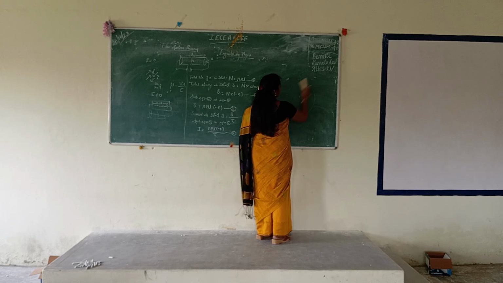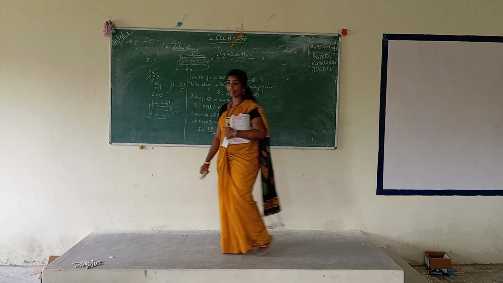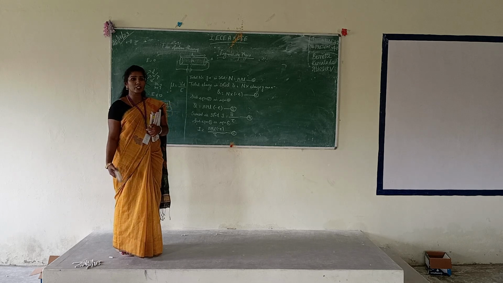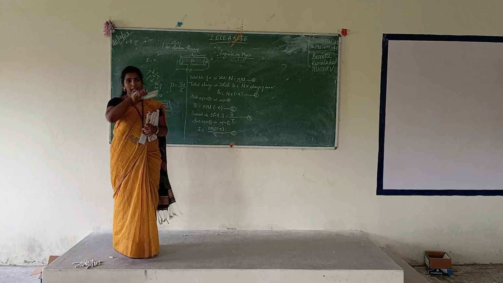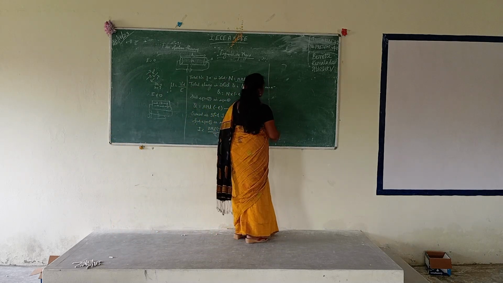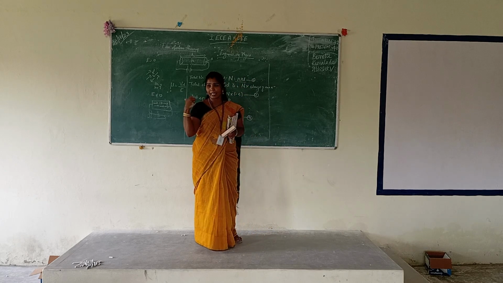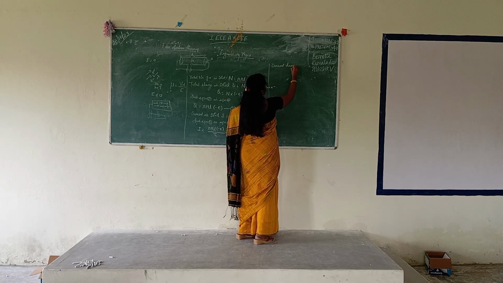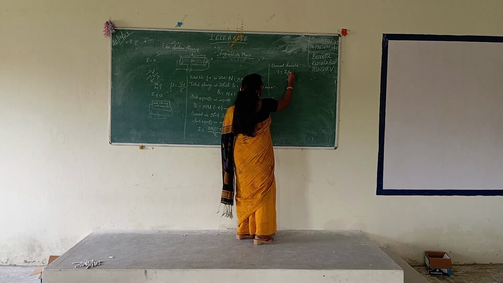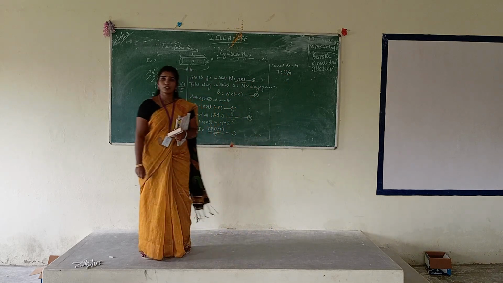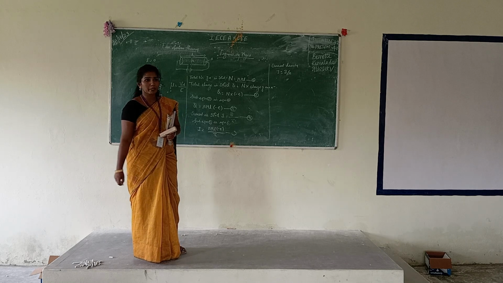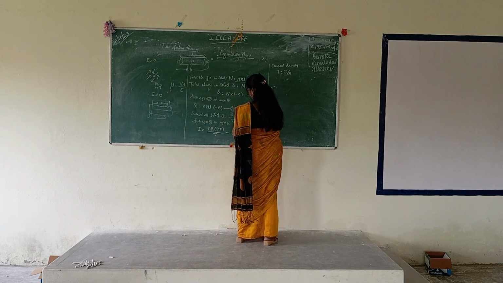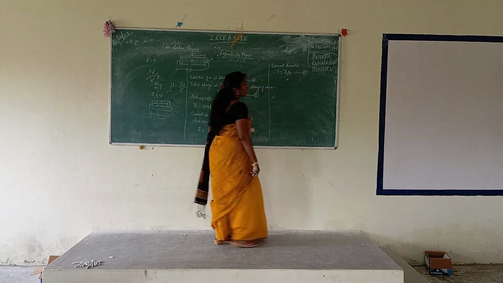Now we will write the term of the current density. The current density is represented by capital J. The definition of current density is the amount of current flowing through the material per unit area. So the current density J is equal to I divided by A. This is the formula: amount of flow of current per unit area. So this one is the sixth equation.